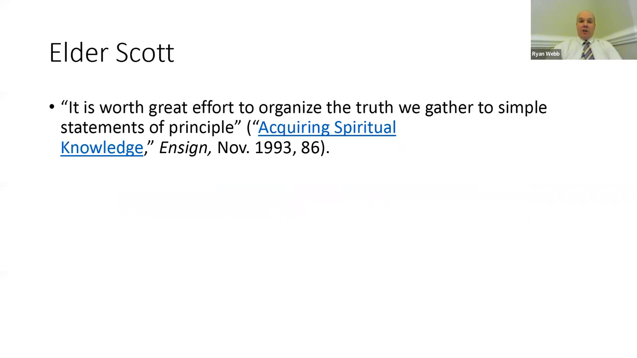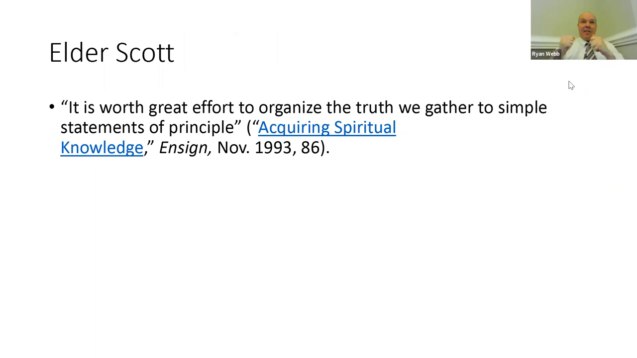Elder Scott also similarly said, it's worth great effort to gather them into simple statements of principle. So it can be a little tedious at times as a teacher to clearly define exactly what we're saying here and let's get it up here on the board.